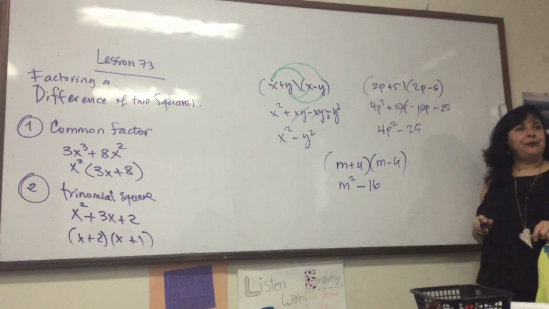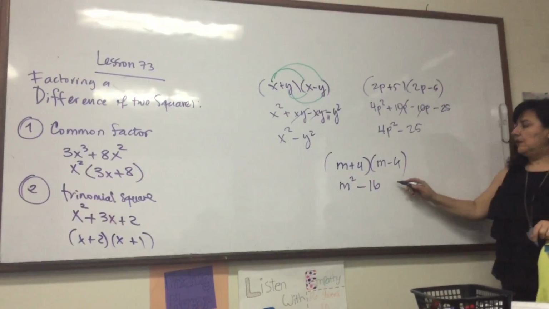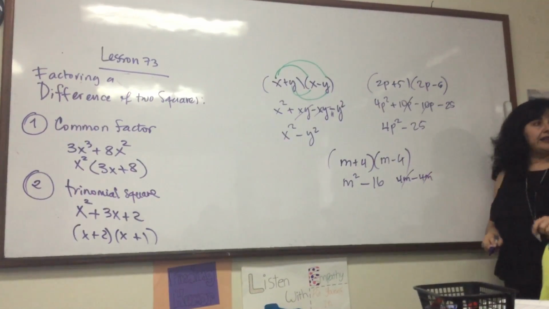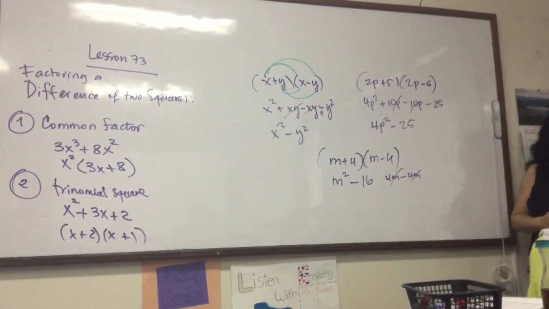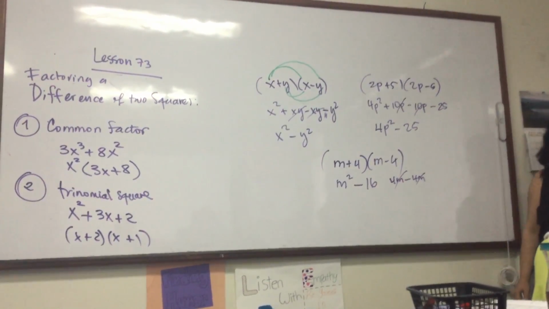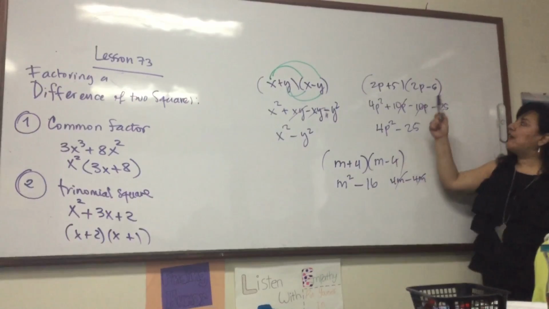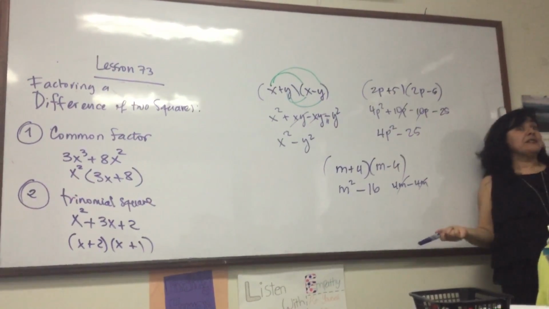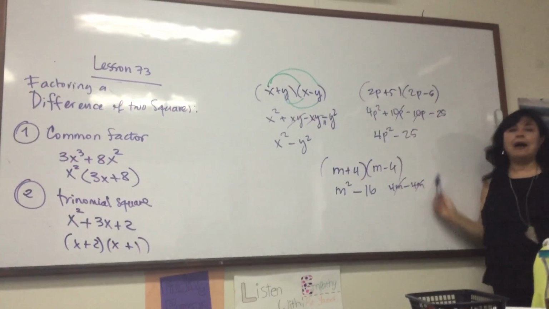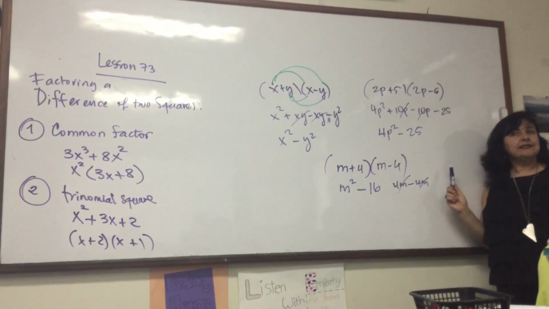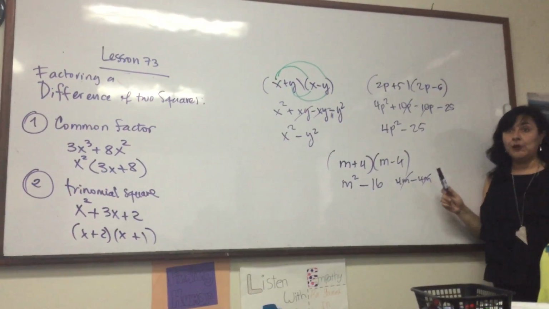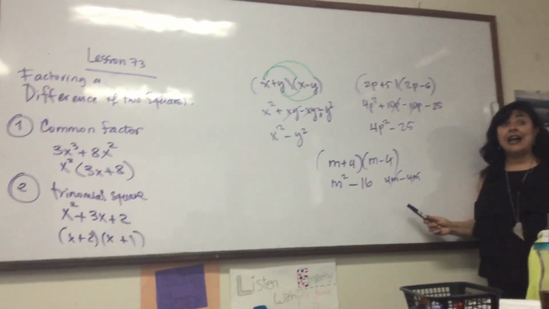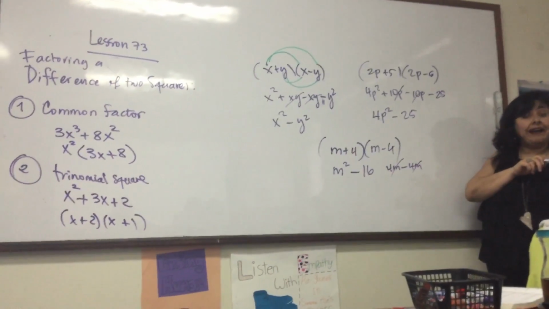Because it's going to be 4n minus 4n, which is going to go away. Does everybody see that? Why is it always going to be that? Because I've got the same thing on both sides, one's plus and one's minus. So you're always going to get that middle thing turning into 0. Always. Now, this would be the answers.